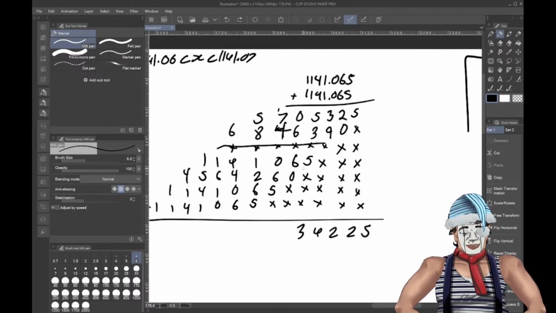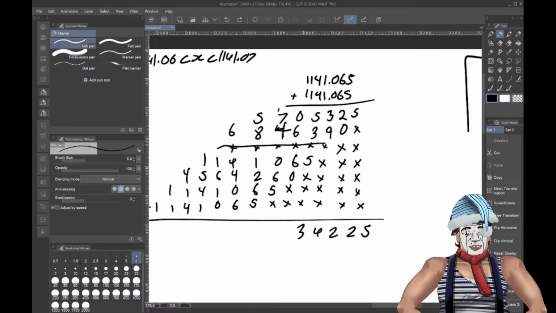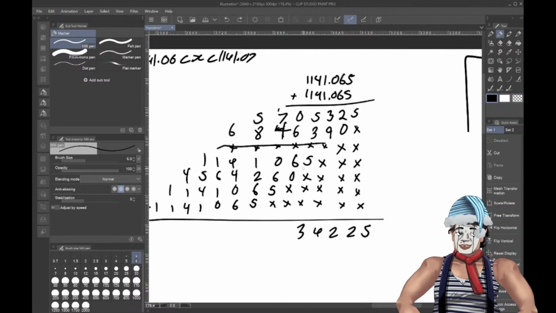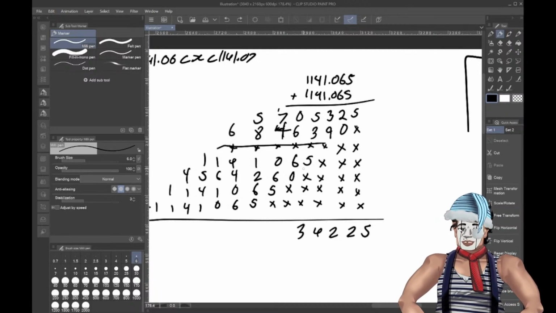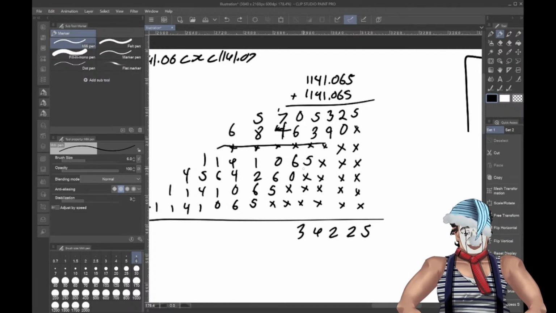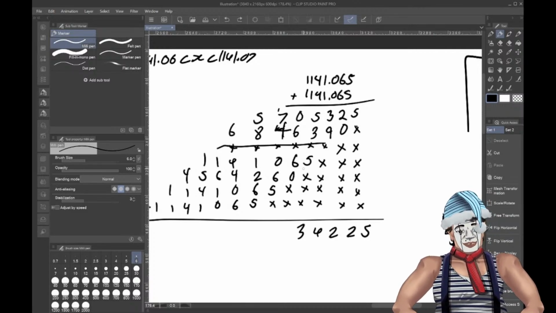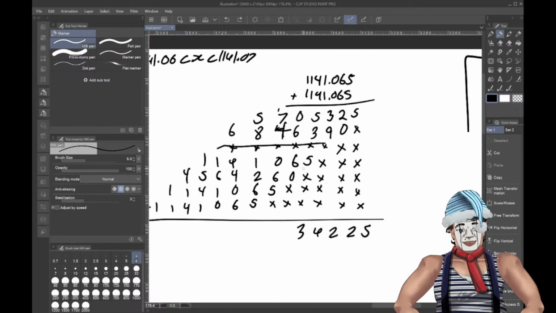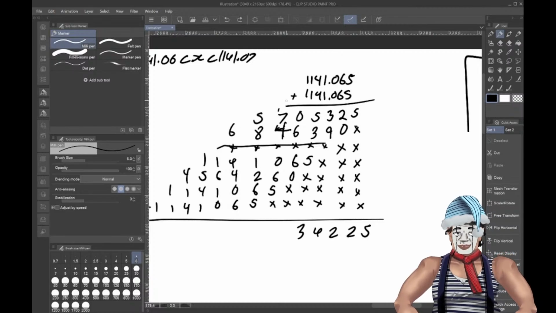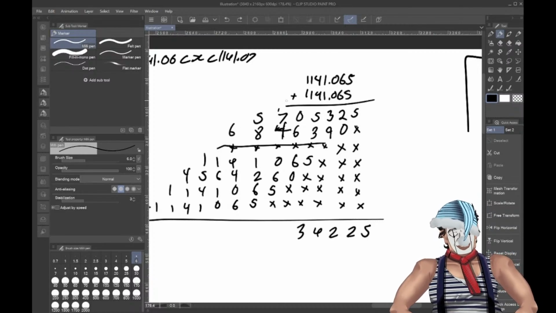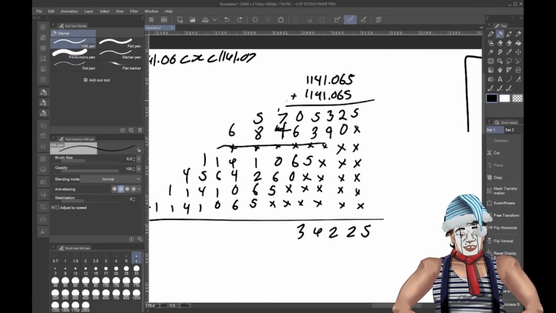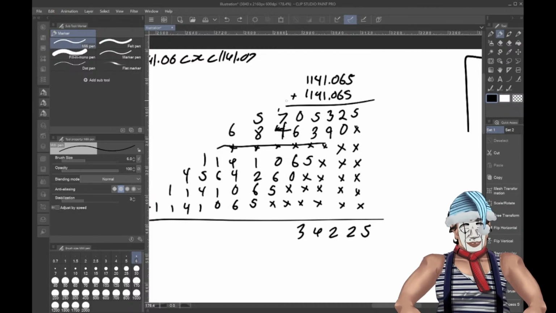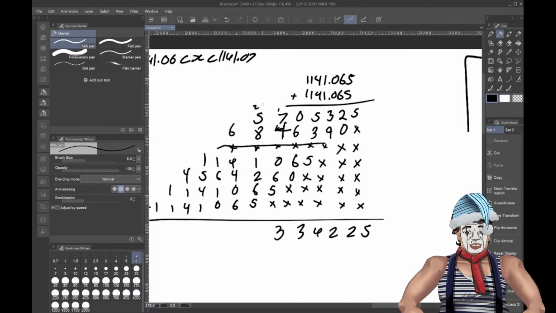But that can't be right. That number is smaller than the other number. That's impossible. I must have done my math incorrectly. 1141.065 squared has to be larger than 1041. 1141.06. That's just not possible. I must have done my math wrong somewhere. This number should be greater than that number, but it's not. Okay, let me do this again.